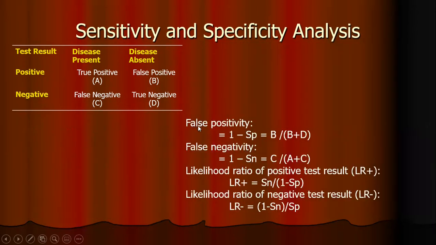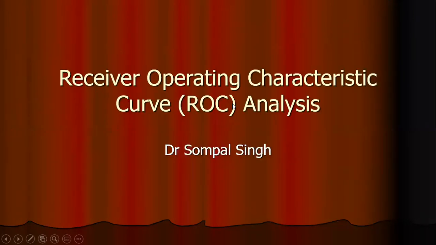Similarly, we can calculate false positivity, which is equal to 1 minus specificity, and false negativity, which is equal to 1 minus sensitivity, then likelihood ratio of positive test result and likelihood ratio of negative test results. So this was all about sensitivity and specificity. Now we come on to receiver operating characteristic curve analysis.